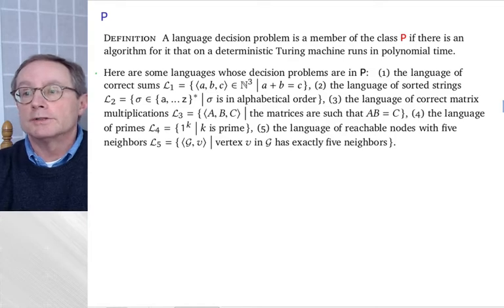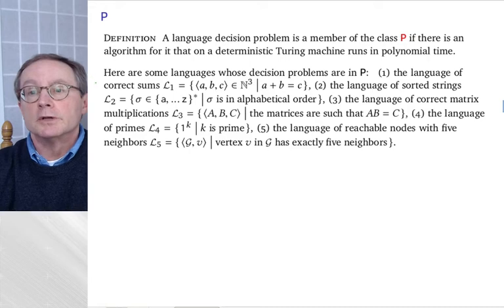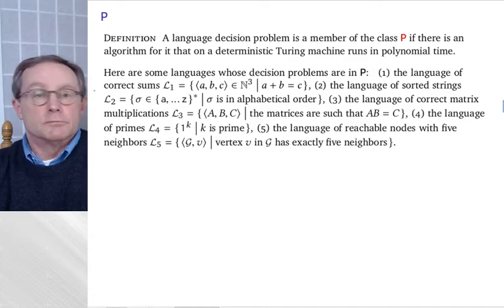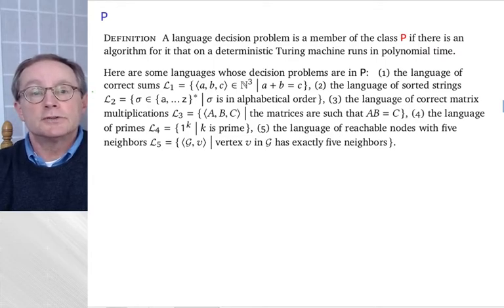So here are some examples of language decision problems that are in P. I'm going to describe the language. The very first one is intended to be the most straightforward and simple thing you can think of. It's a triple A, B, C, and all you're supposed to do is recognize that A plus B adds to C. Do that in polynomial time. If I give you a triple, 7, 19, 31, is A plus B equal to C, yes or no? I think you can do that in polynomial time.